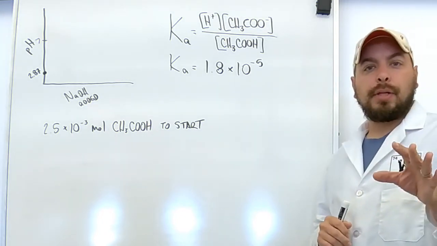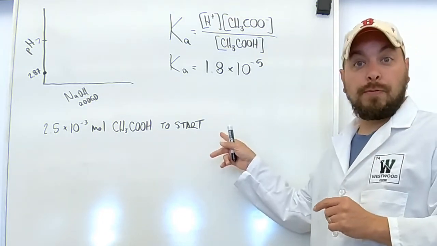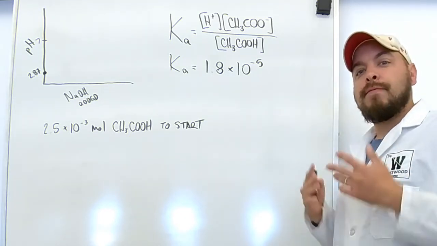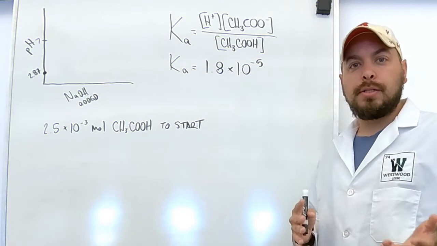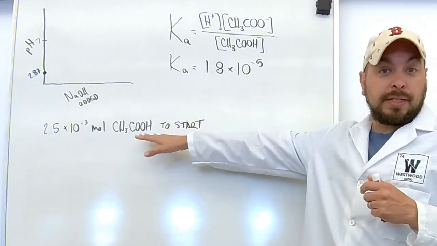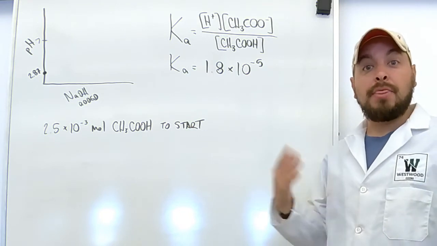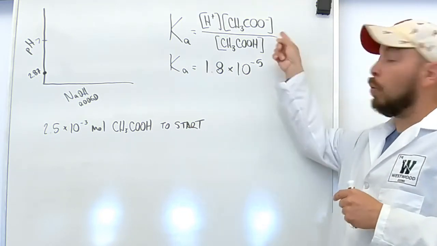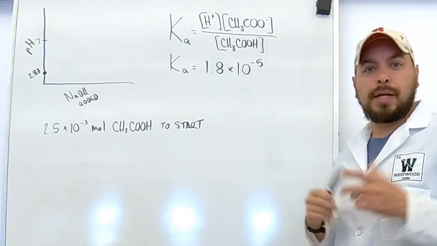The second place on our titration curve that we're going to look for is the halfway to equivalence point. This is a very important place because it's the place where our amount of acetic acid has been cut in half, and thus the moles of acetic acid is equal to the moles of conjugate base. Let me explain how this works.